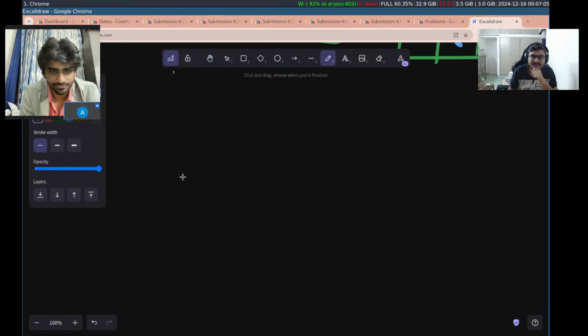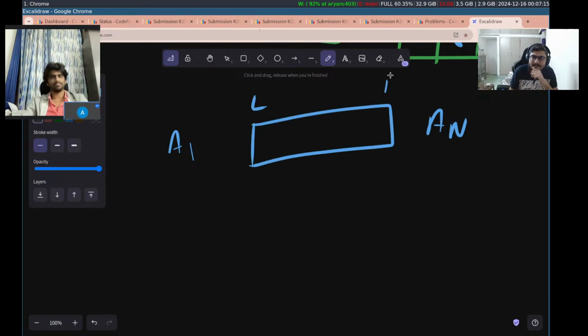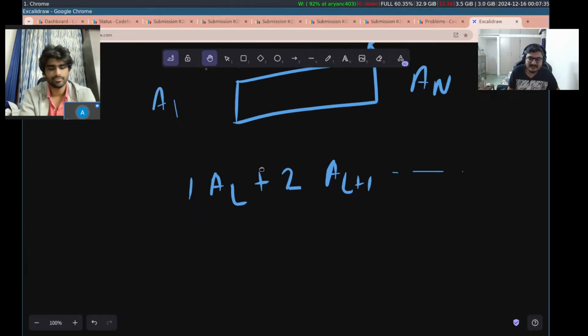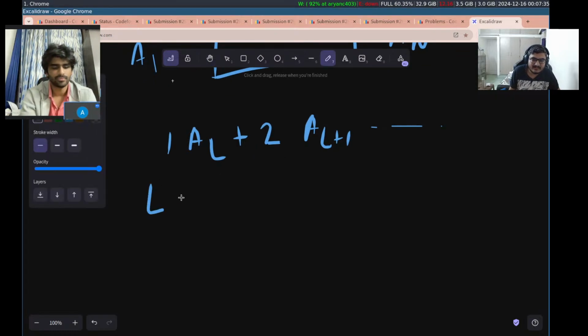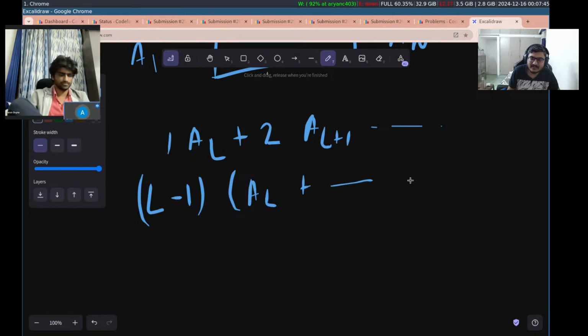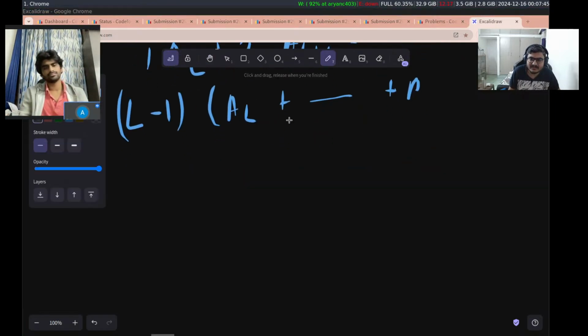Let's say we have an array from A1 to AN. We are given some range from L to R, and we have to find 1 times A_L plus 2 times A_(L+1), and so on. Basically, the first element of this subarray is multiplied by 1, the second element by 2, and so on. The idea is that we can look at L minus 1 multiplied by all the elements A_L up to A_R, or probably I will put it the other way.